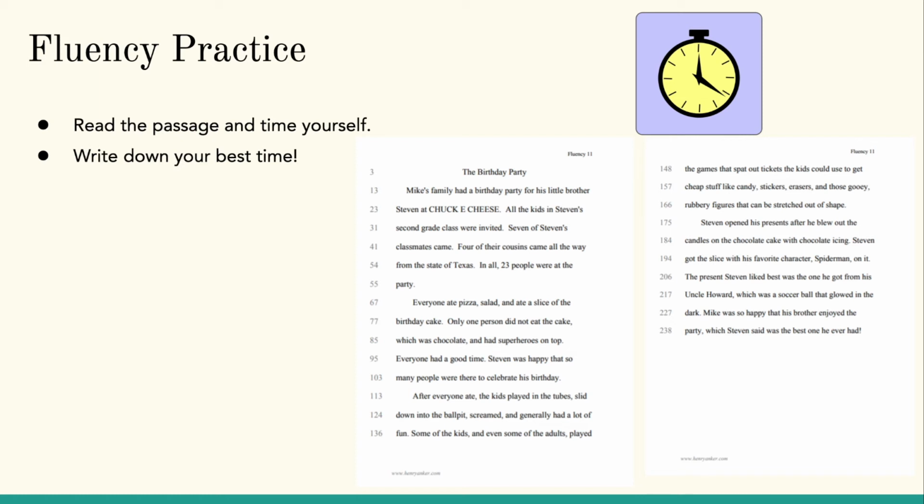All right, so here's where I would call on you. What are the types of things that you can see at a birthday party, or our character Steven might be seeing at his birthday party? You can go back to the text or use your own inference based on what you read.